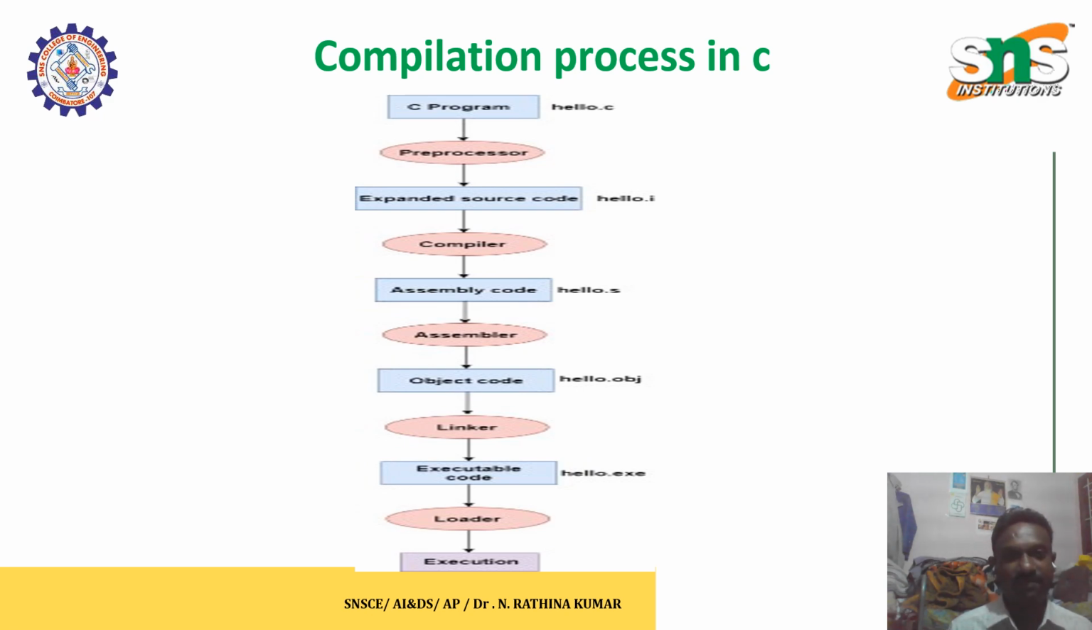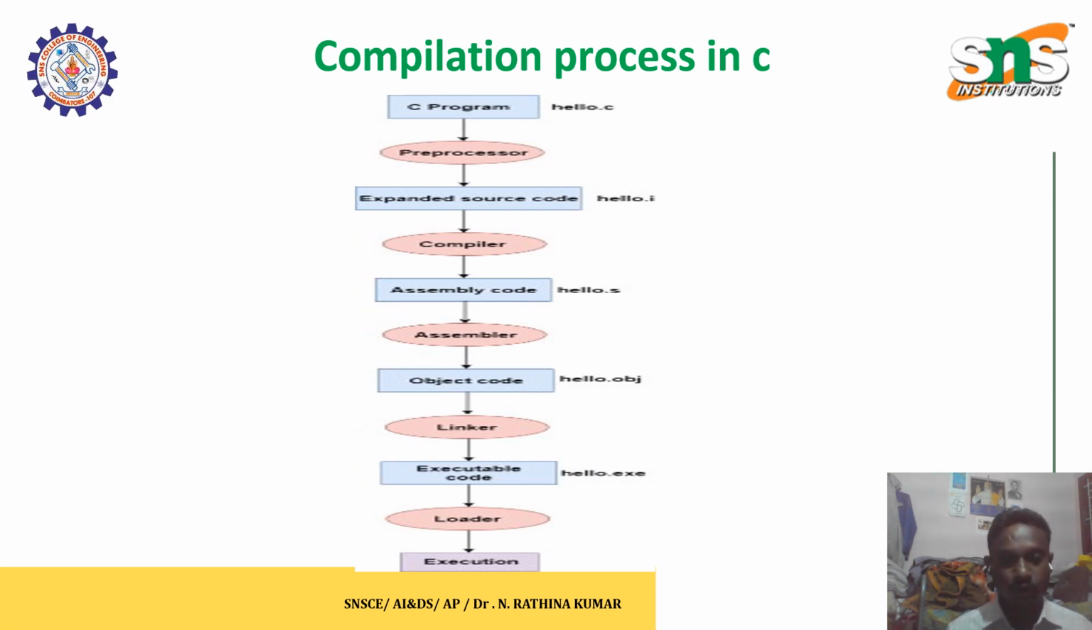So very first, that is the C program, which means here the program name is hello, so the extension is .c. So obviously we know that it is hello.c. First the program is given to the preprocessor. Then the output of the preprocessor is an expanded source code, that is hello.i. Then it is given to the compiler. It produces an assembly code. So the file name is changed to hello.s, which means the extension is changed to .s.